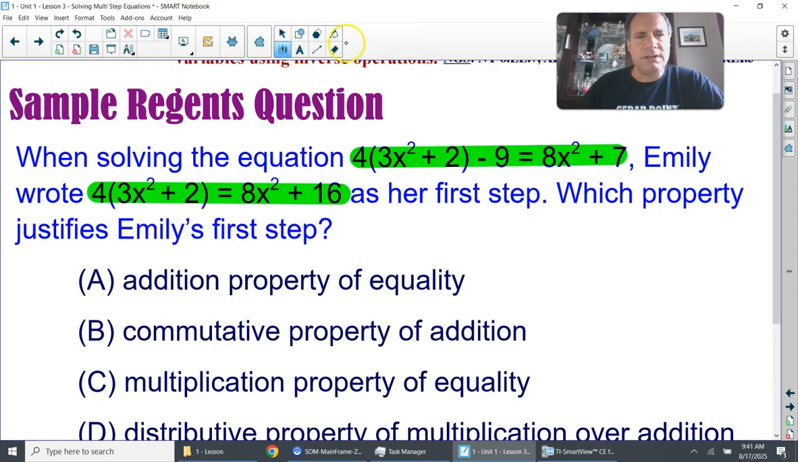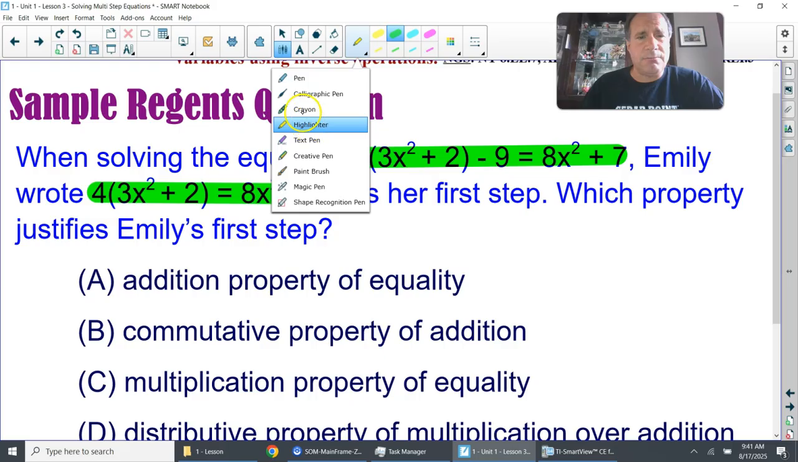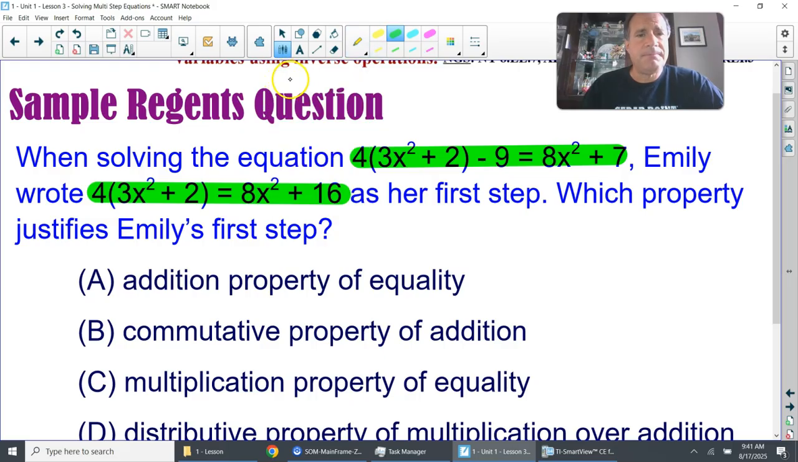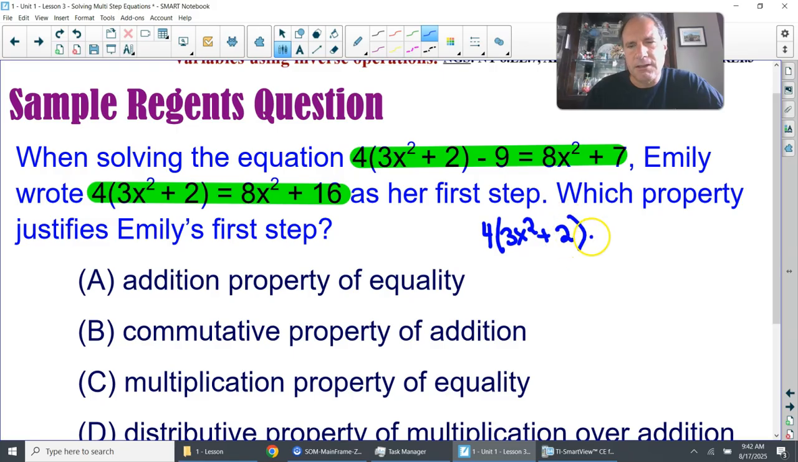So what I usually and typically do is to actually see what the differences are between the first step, this original equation, and the first step. So I'm just going to rewrite 4 times 3x squared plus 2. It just helps me see it. Minus 9 equals 8x squared plus 7. And I'm going to look at the differences.